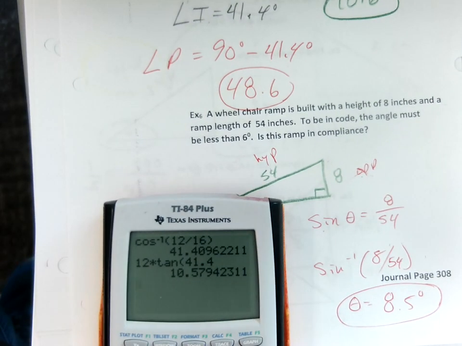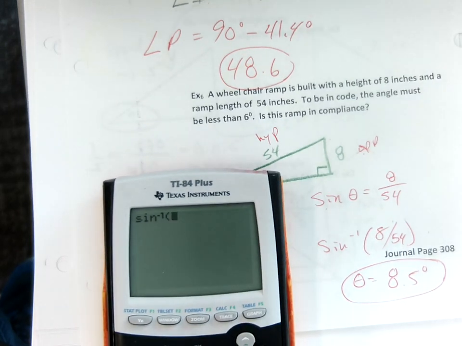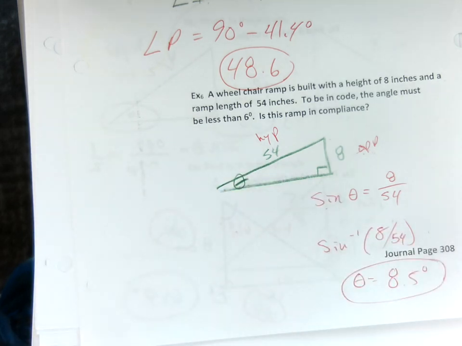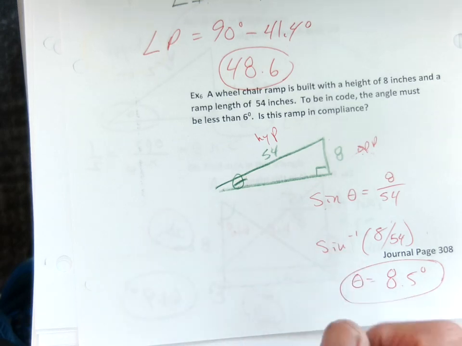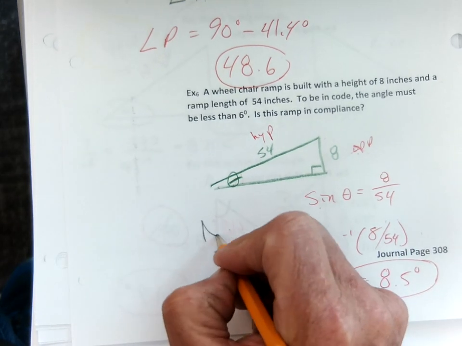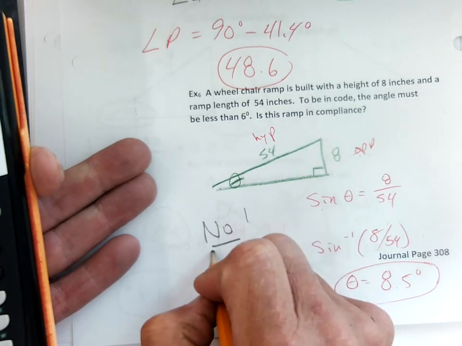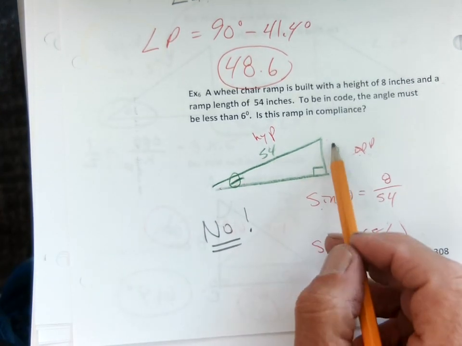So I went and did that. I went sine inverse of my 8 divided by 54. It's about an 8.5 degree angle. It's too big, so we're going to have to rebuild this ramp. So tear it down. No, this one does not work. Rebuild a new ramp and make this smaller.